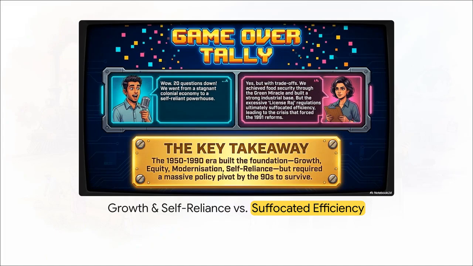So the crucial point of all this is the final tally. Between 1950 and 1990, India built a seriously incredible foundation. We went from this stagnant colonial economy to actually achieving food security through the Green Miracle. And we built a remarkably strong industrial base. But there were massive trade-offs. The excessive License Raj regulations ultimately ended up suffocating efficiency. It was basically this epic battle of growth and self-reliance versus suffocated efficiency. And that tension led directly to the massive economic crisis that forced the 1991 pivot.